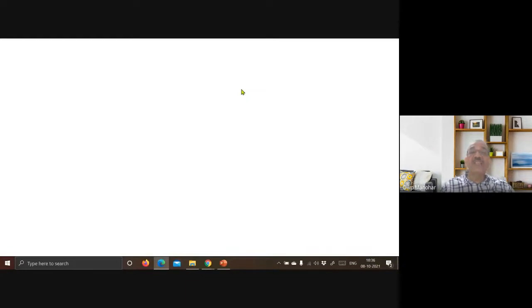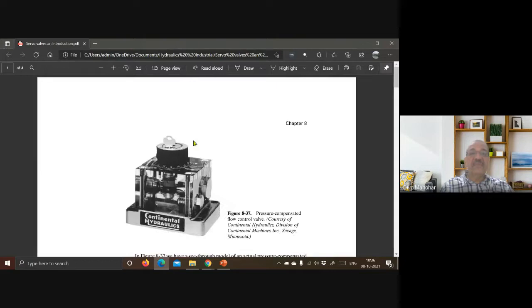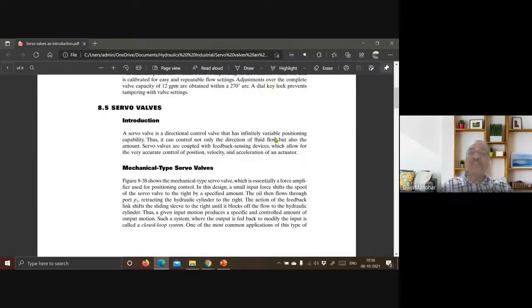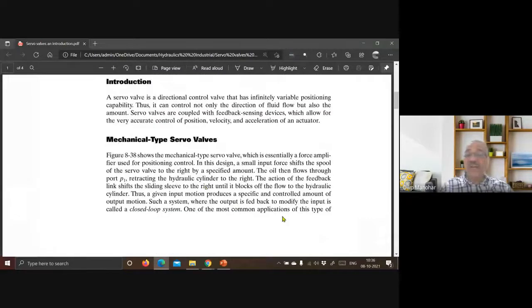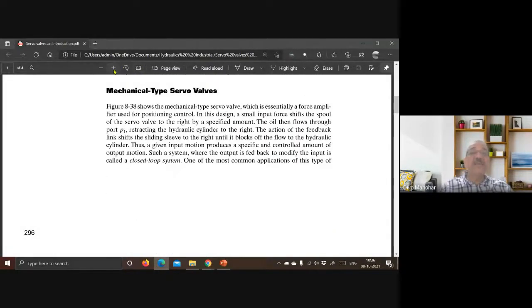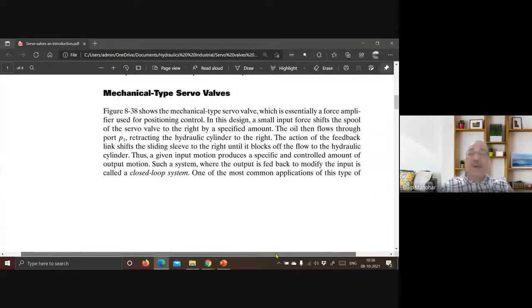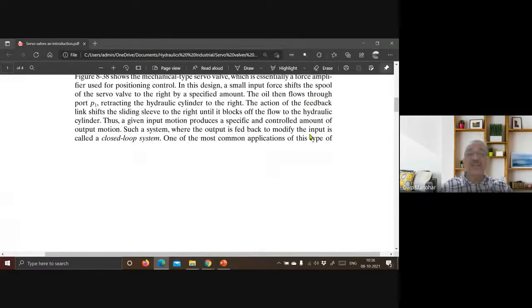The servo valve is an advanced feature of the direction control valve, which has an infinitely variable positioning. In a direction control valve you have finite, discrete positions. Instead, the servo valve has infinitely variable positions to maintain the pressure on one side of some cylinder for extension or retraction.